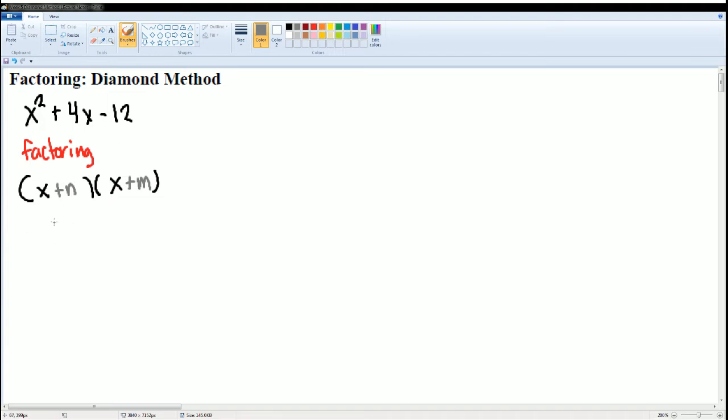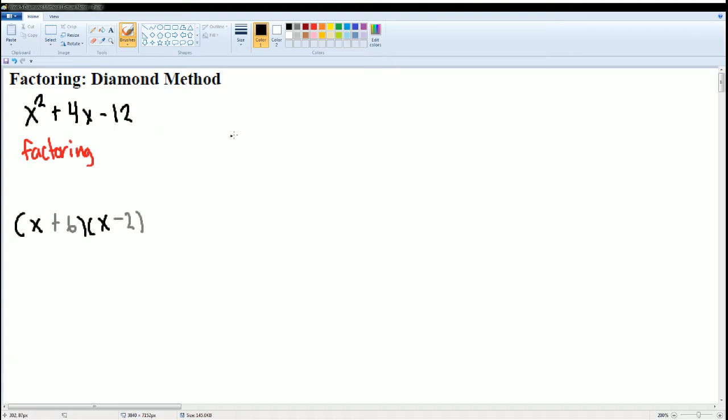What you have here are two terms that will multiply together to get this polynomial. So our goal is to go from here to here. In this problem, once you factor it, it was x plus 6 and x minus 2. I'm going to show you how they got it. I'm not going to go into complete detail. I'm going to show you how to set it up afterwards.